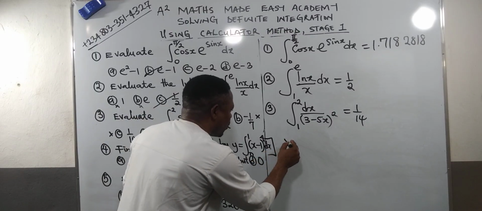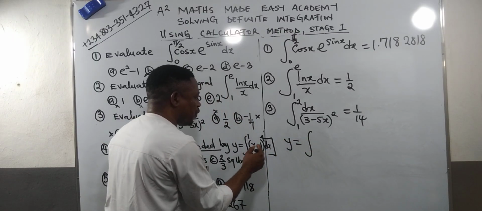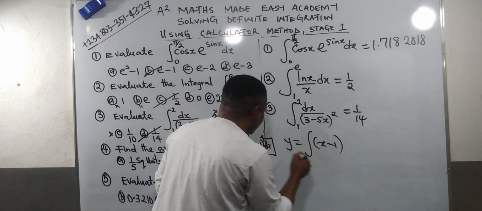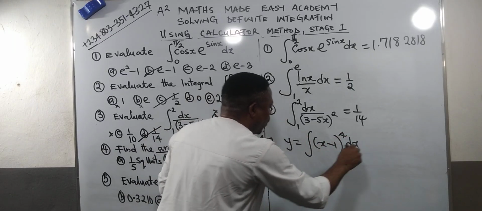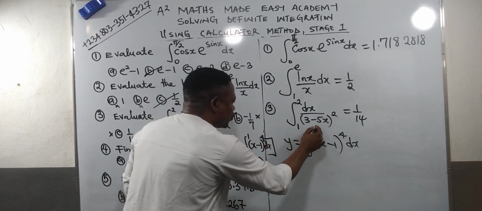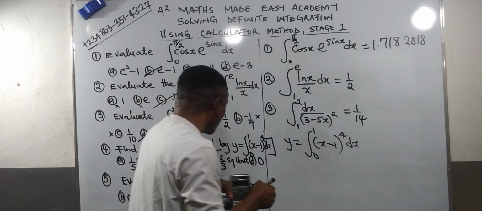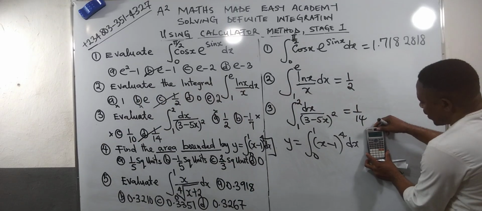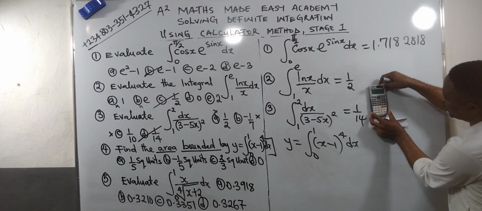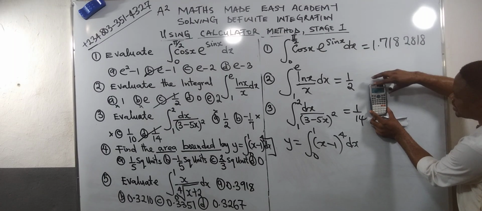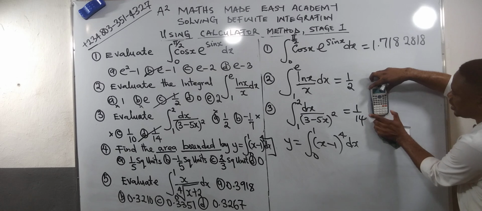So the question says that y is the integral of x minus 1 raised to the power of 4 under dx. What is the upper limit? 1. What is the lower limit? 0. Can we now go back to our calculator? Look at it here. Are you with me? Punch AC again. Now let's start from the beginning.